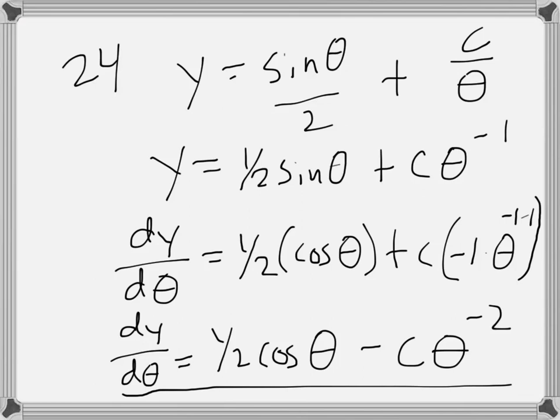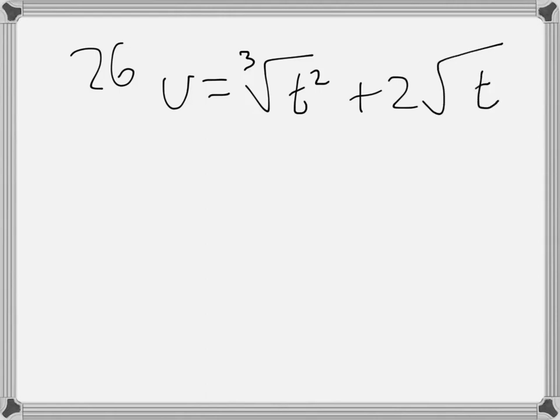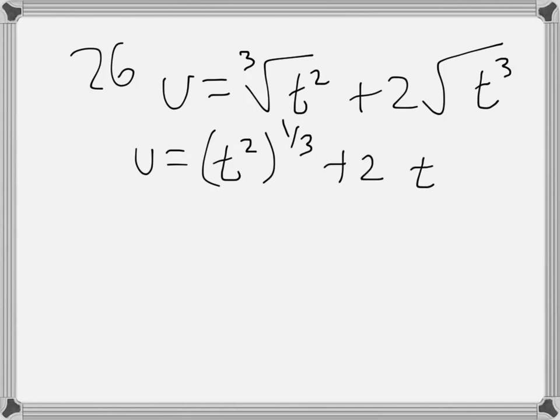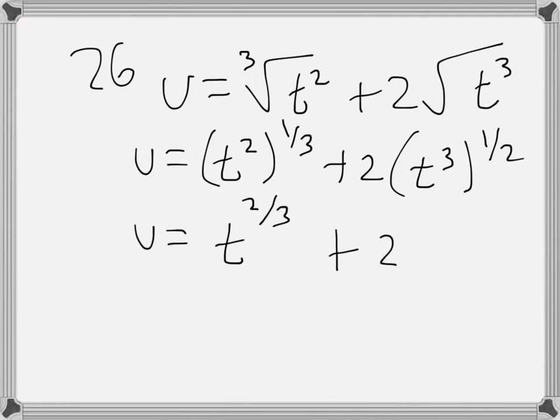The next example I'll do is 26. And this is u equals the cubed root of t squared plus 2 square root of t cubed. So to do these exponents where I have a root and a power, I need to think about these as a power to a power. So this is t to the 2 to the 1/3 plus 2 t to the 3rd to the 1/2. And now a power to a power means you multiply. So this is t to the 2/3 plus t to the 3/2 times 2.